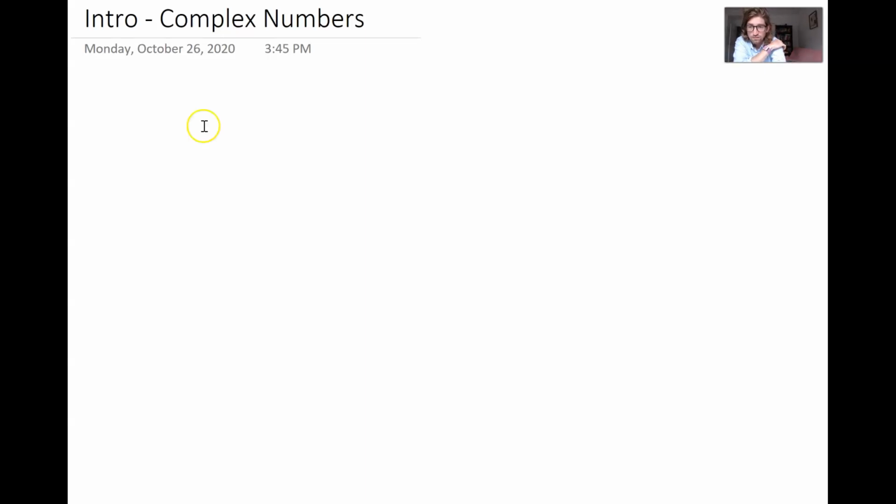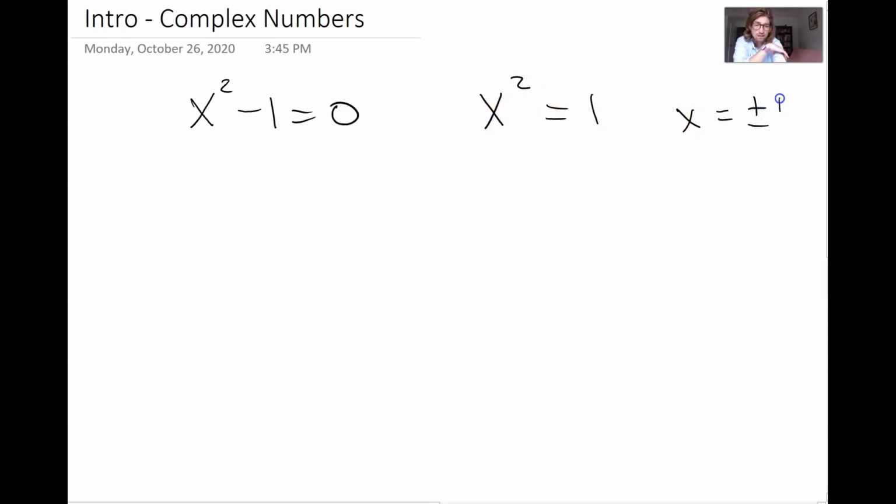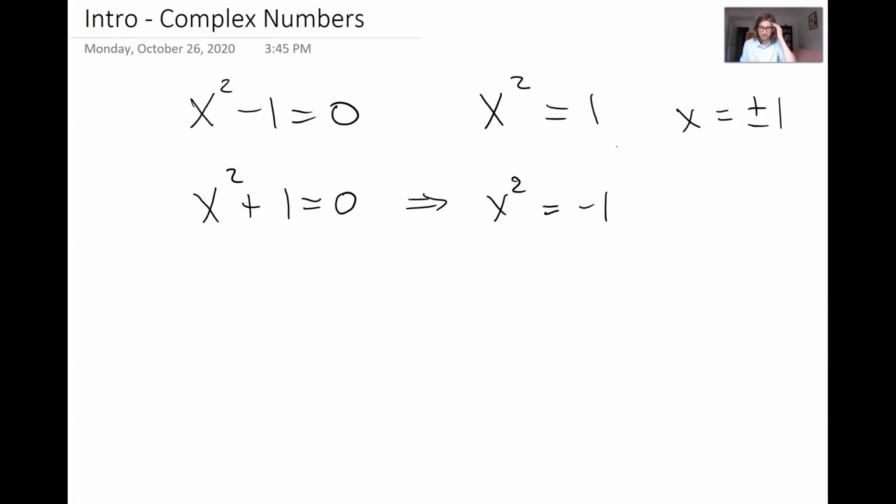You all know how to solve an equation that looks like this. We can factor it. An easier way would be to add 1 to both sides, take a square root, and we get plus or minus 1. But if you think about this equation, x squared plus 1 equals 0, how do we solve this? If you subtract 1 from both sides, you get x squared equals negative 1, which we know is not possible. We square anything, it's positive.